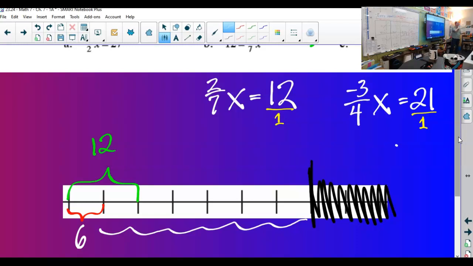Now, if we were to go the reciprocal route, Donna, what's our reciprocal of 2 sevens?